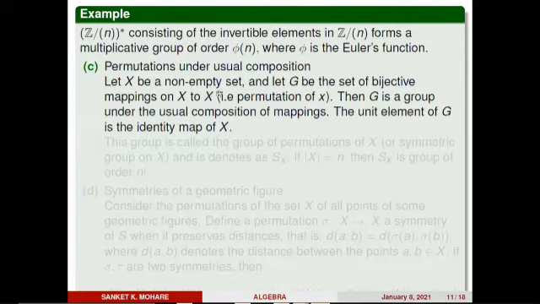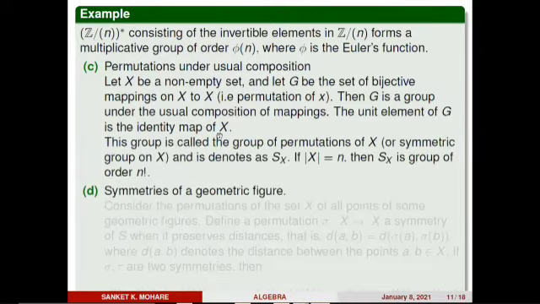Okay, and X is what? A non-empty set. Then this set G is a group under the usual composition of mappings. In this group G, the unit element is what? The identity map. So the unit element is treated as the identity map. This group is called the group of permutations of X, or it is known by the famous name symmetric group on X. This group is denoted by Sx.